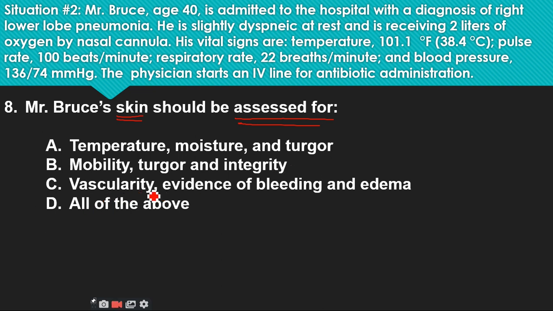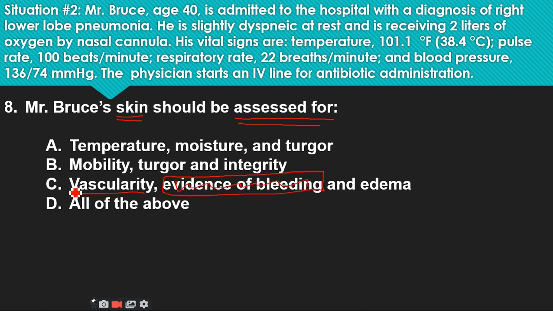Letter C, vascularity, evidence of bleeding and edema. Or letter D, all of the above. Of course, we might actually answer letter D, but we're going to dissect each of the choices. Letter C, correct po yung vascularity, but we will not be focusing more on evidence of bleeding because here we're assessing the patient with possible pneumonia. So you would not expect that there's risk for possible bleeding.